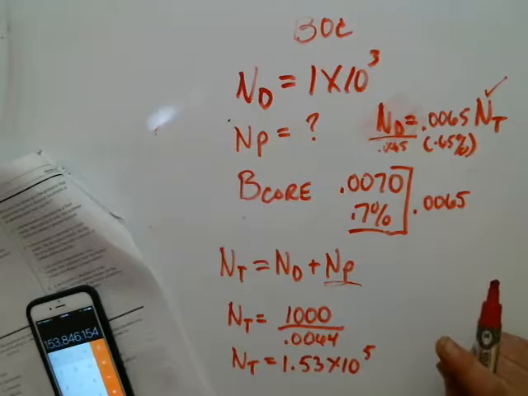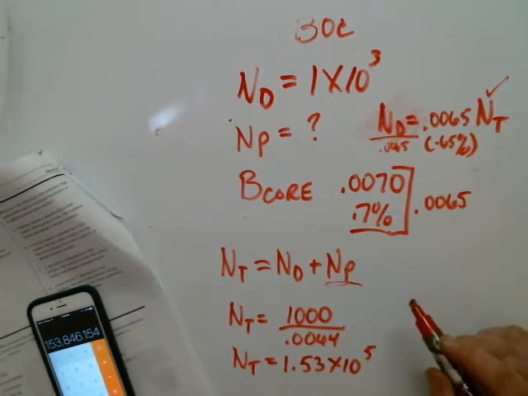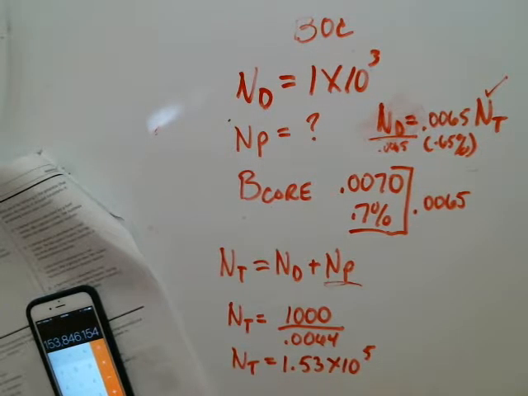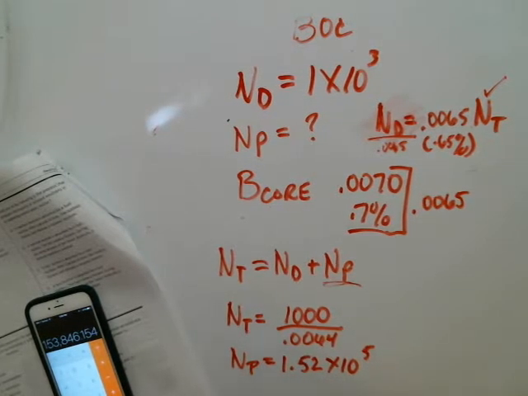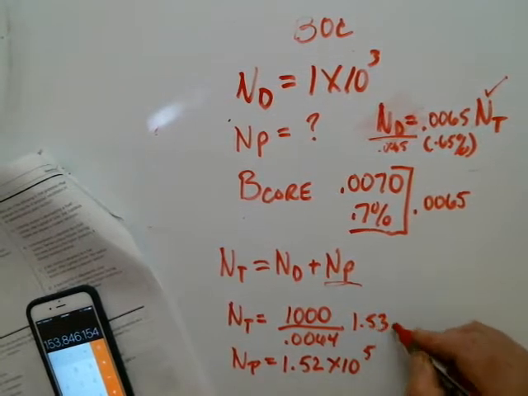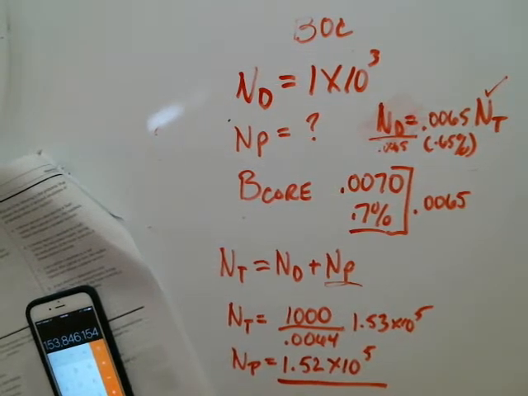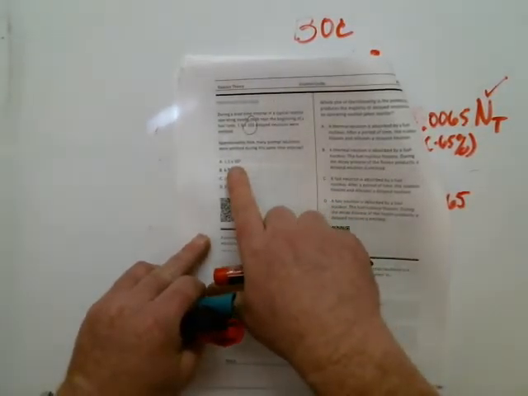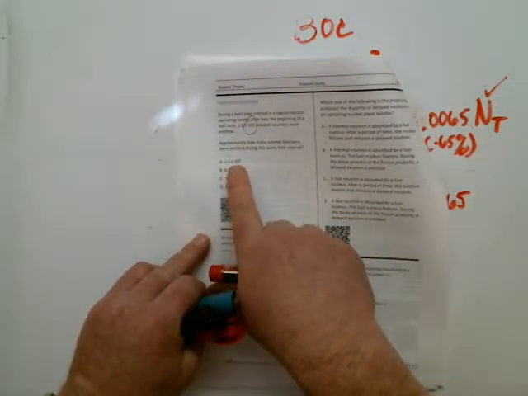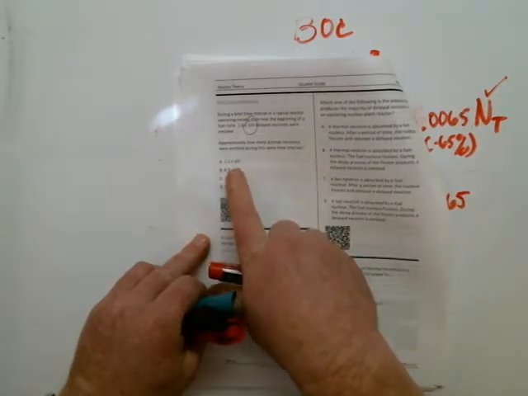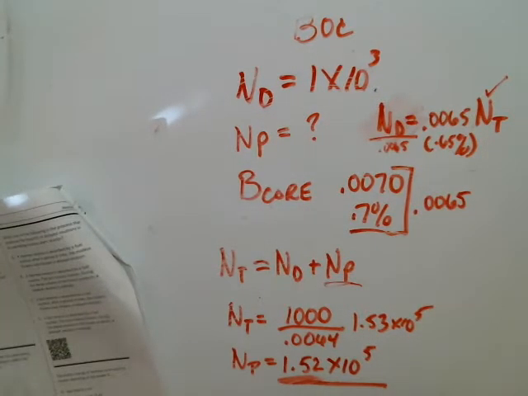But it asks me prompt neutrons. So I have to subtract 1,000 from this, right? So this is 153,000 essentially. It would be 152,000 that are prompt because the total is 1.53 times 10 to the 5th. Right? So we're going to look for an answer that is that. On our equation sheet, lo and behold, the first answer is 1.5 times 10 to the 5th. Answer alpha.